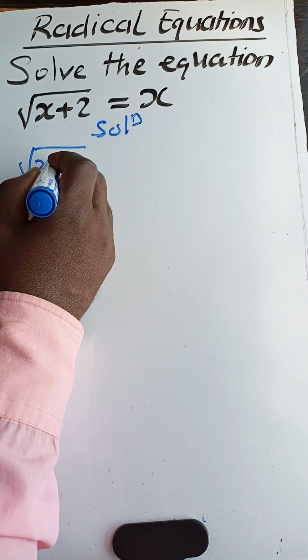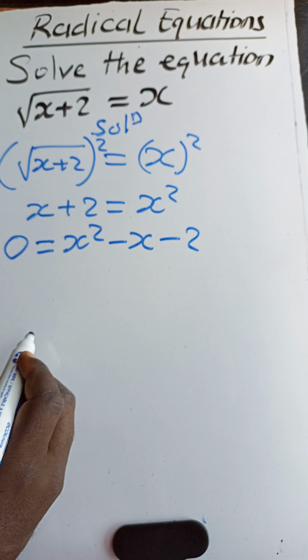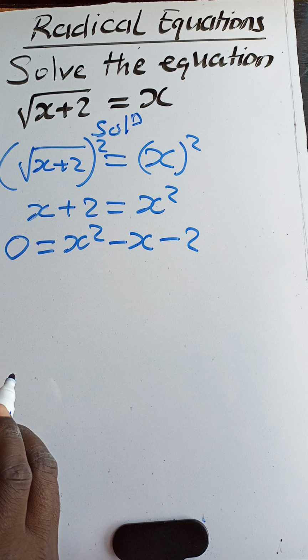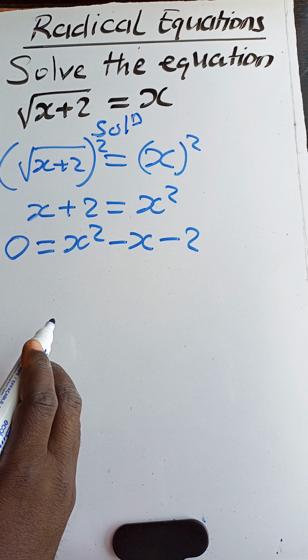This square will come and dissolve or cancel out the square root, and so we have x plus 2 is equal to x squared. Now, if we take everything to the right hand side and leave nothing on the left hand side, then we'll have x squared. This one is already on the right hand side. We take this one this way, it becomes negative x. We take this one this way, it becomes negative 2. So we obtain a quadratic equation in x.